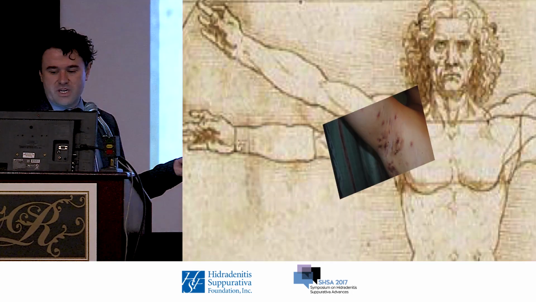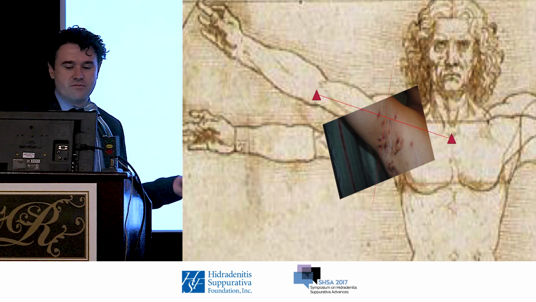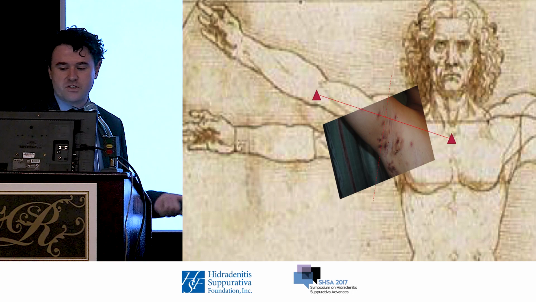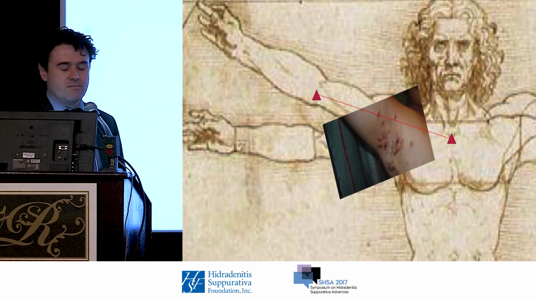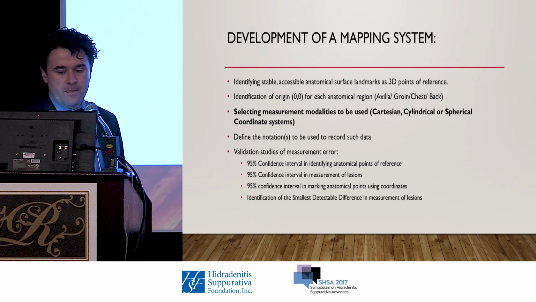So the example would be that if we transpose this picture here and then identify the medial epicondyle and the sternal notch and then bisect this line, the intersection of the dotted line and the straight line there would then represent the origin point, say for the right axilla in this individual.